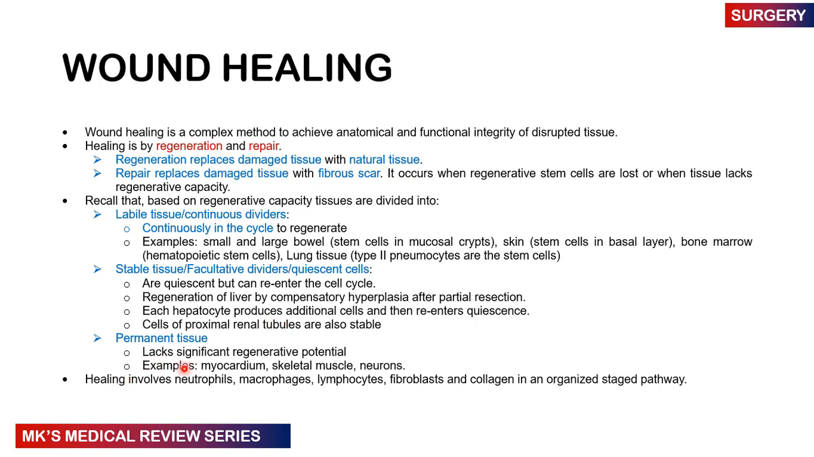Then the permanent tissues or permanently differentiated cells are going to be lacking significant regenerative potential. So once these are injured, they're going to be healing by repair. For example, cells of the heart, the myocardium, the skeletal muscles, and the neurons. Remember that healing is going to be an organized staged pathway involving many cells. It's going to involve neutrophils, macrophages, lymphocytes, fibroblasts, as well as collagen.